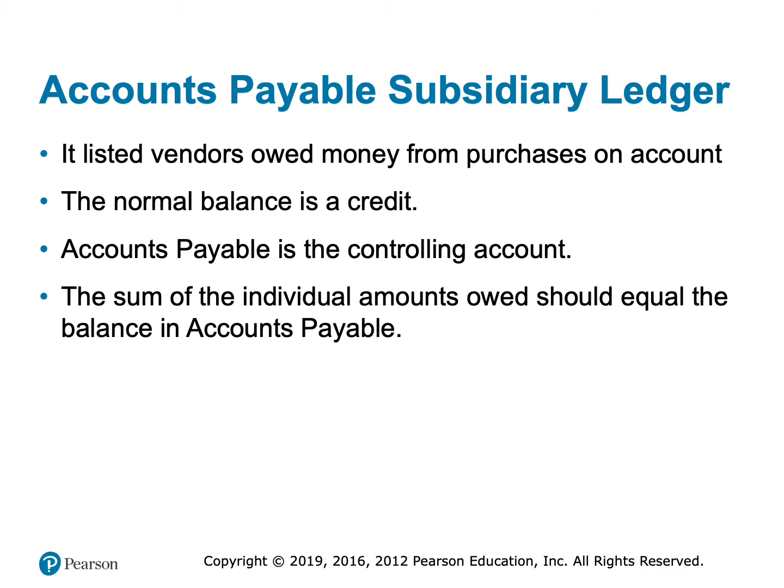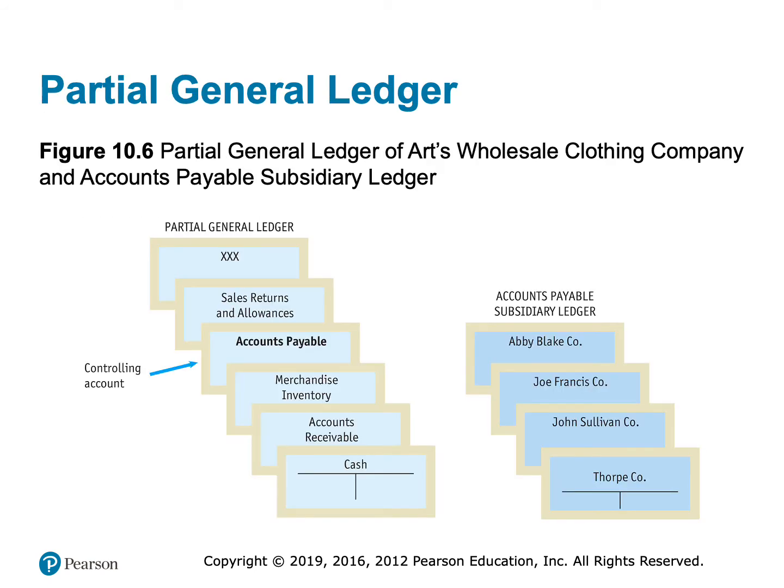So the giant accounts payable T account is what we call the controlling account, and it's equal to the sum of all of the subsidiary ledgers. Again, if you want to think of those subsidiary ledgers as individual T accounts. So this is a great visual. We have our accounts payable controlling account, and then we have our little T accounts for all of the vendors that we owe money to. And if we add all of those up, the sum would equal the balance in the accounts payable controlling account.